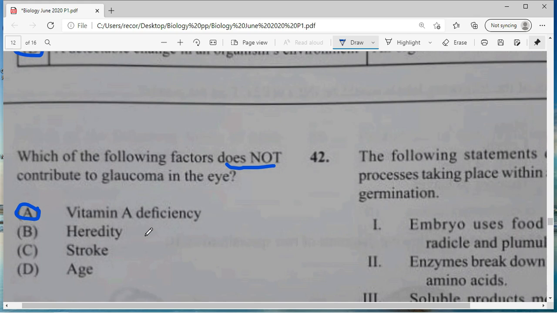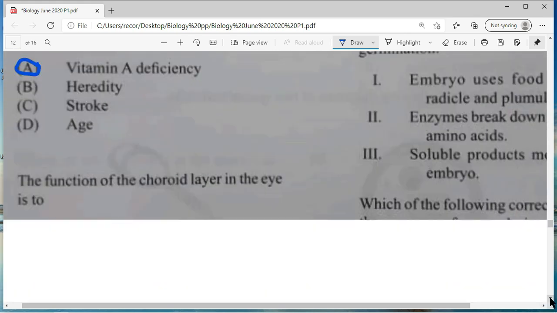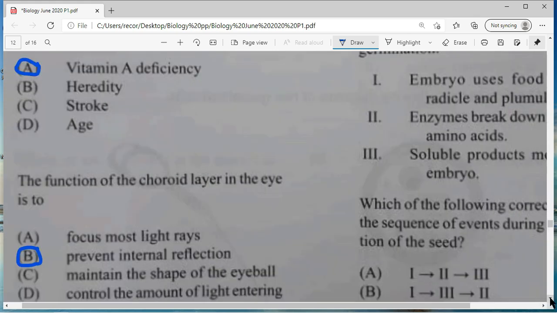Now, the "not" here selects A to be the "not", vitamin A, which is of course for night blindness. This is a real thing, they could really trick you here. But our answer here is going to be A. I really don't see how it is associated here. So vitamin A deficiency is definitely not going to cause glaucoma, as far as I know.